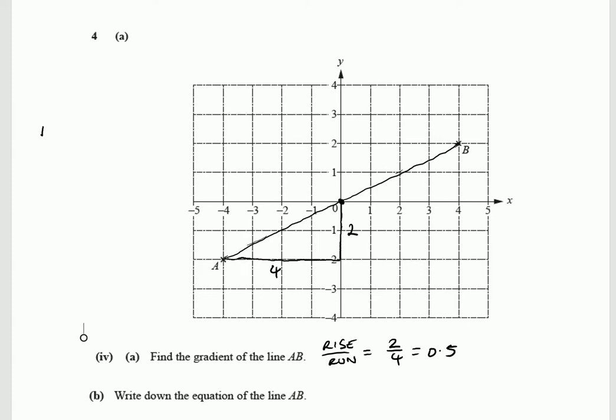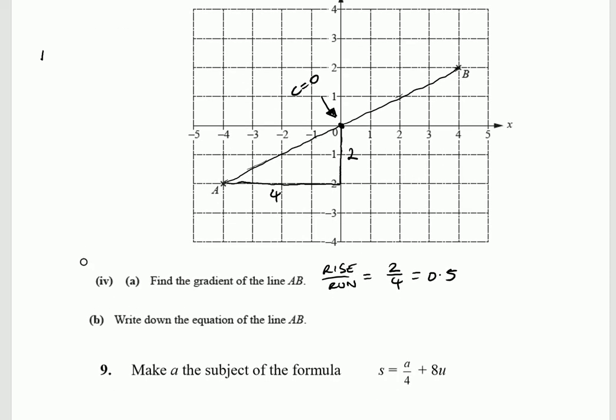Now I want to write down the equation of this line. Now I can see that it goes through 0 on the y-axis. So c is 0. Y equals mx plus c is the equation of a line. M is the gradient. We worked out that that was 0.5. And c is the y-intercept, which is 0. We can see that from drawing our line across from A to B. So I could leave my answer like this, but it's also probably a good idea just to simplify it because we don't need that 0.